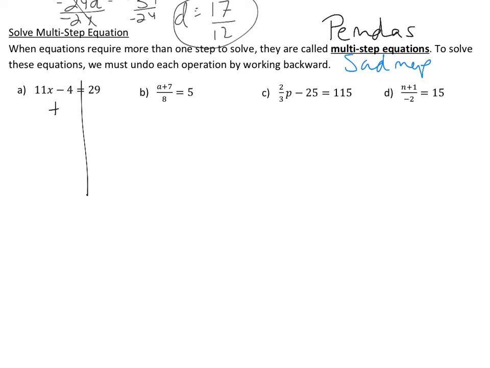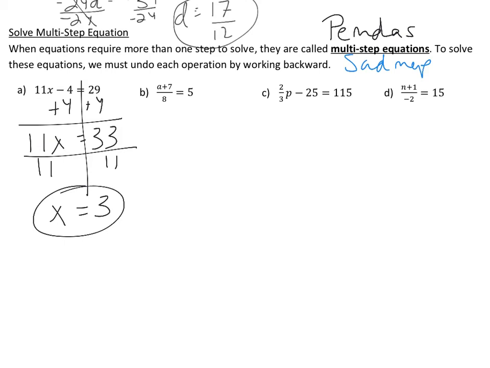So I'm going to add 4 to both sides. I get 11x equals 33. And then I'm going to divide both sides by 11, and I get x equals 3. I've solved for x, and I am finished.